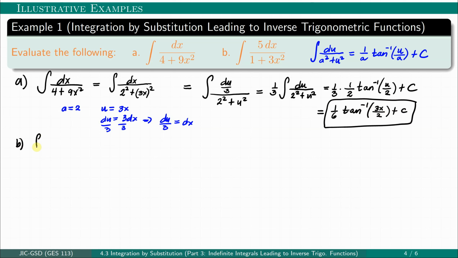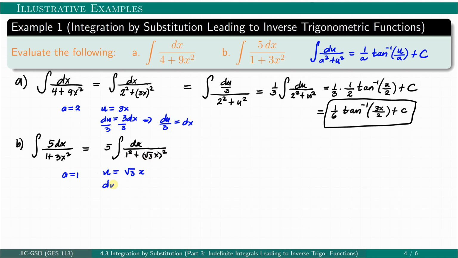For letter b, we have integral of 5 dx divided by 1 plus 3x squared. We can rewrite this as 5 integral of dx. Note that we can write the denominator as 1 squared plus square root of 3x raised to the second power. And in this case, our a is just 1, and our u, we will let it be square root of 3 multiplied by x.